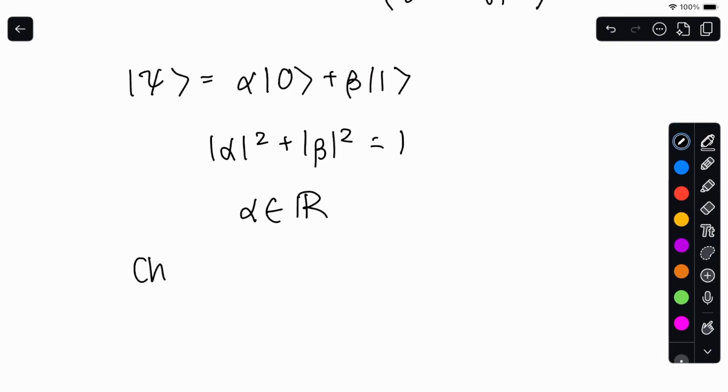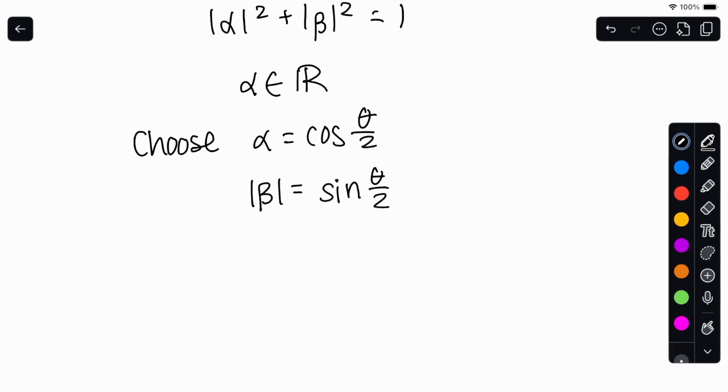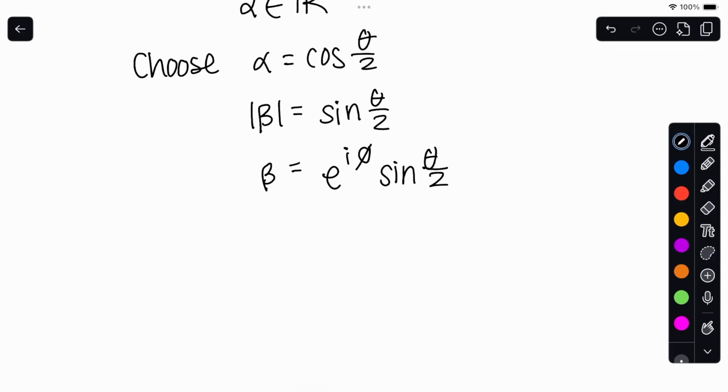We're going to choose alpha equals cosine theta over 2, and the magnitude of beta needs to be sine theta over 2, such that alpha squared plus beta squared is 1. But what we can do is we can have any arbitrary phase. So let's say e to the i phi on beta. And we can picture this on the surface of a sphere.